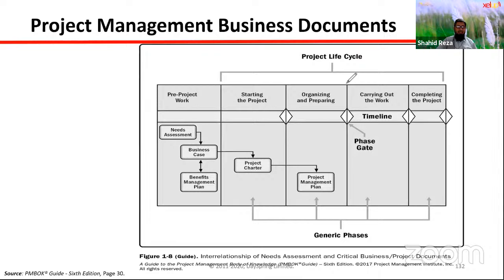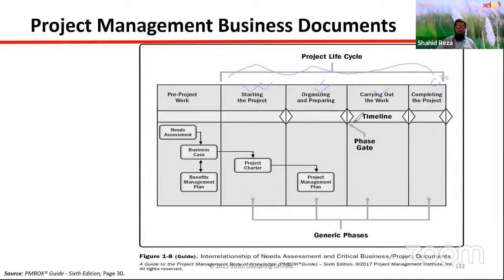First you need to understand this is the project life cycle. Starting the project, that means beginning or initiation. Organizing and preparing, that is actually planning, right? Carrying out the work, that means what? Execution. Completing the work, that means closing, right? So these are the general phases of a project life cycle. These are the general terms: starting, organizing, carrying out, that means execution, and completing.